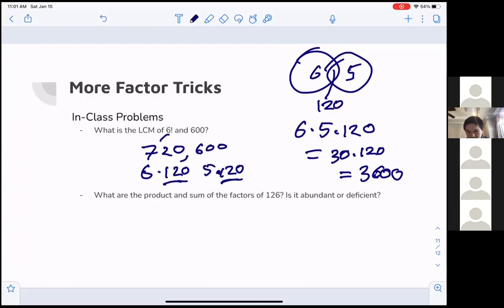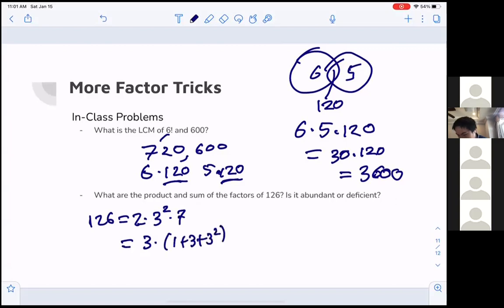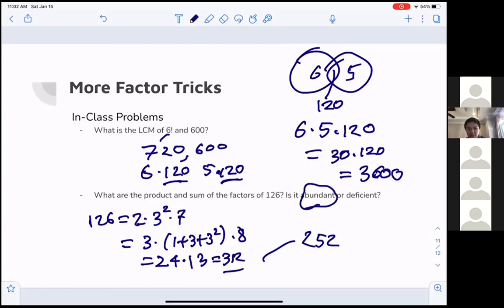Okay, I see someone's got it. So the sum of factors of 126. If you prime factorize, it's 2 times 3 squared times 7. So the sum of the factors will be 3 times (1 plus 3 plus 3 squared) times 8, which is 24 times 13, which is 312. Since 312 is bigger than 2 times 126, which is 252, this number is abundant. I hope this was pretty clear and straightforward.